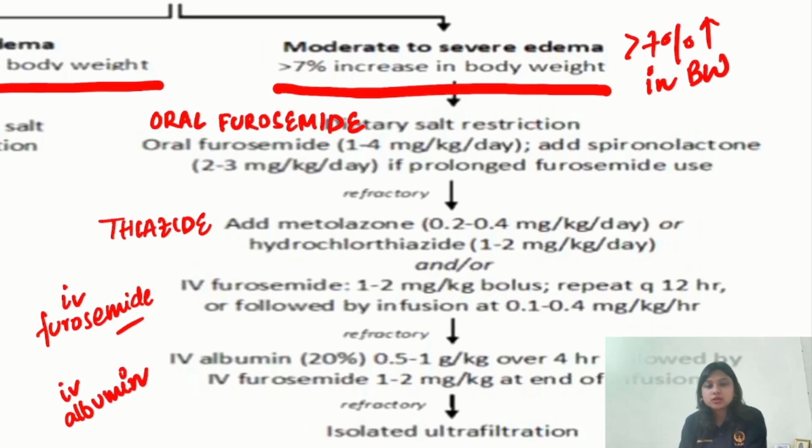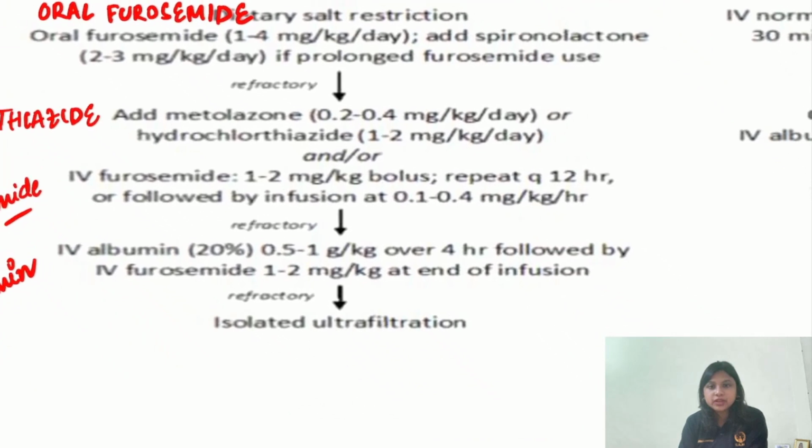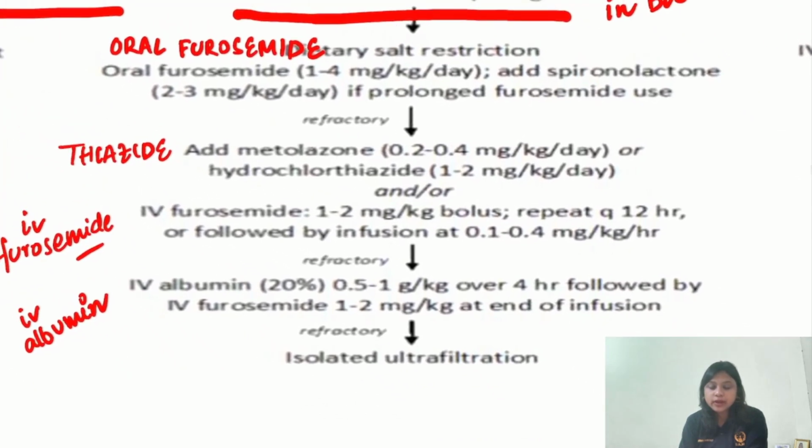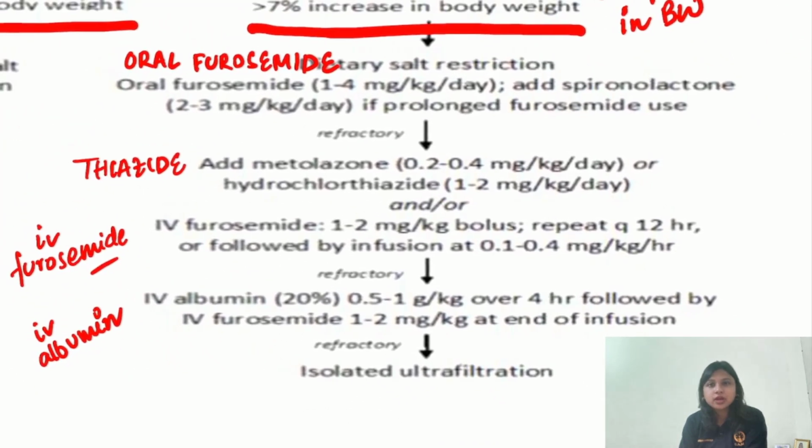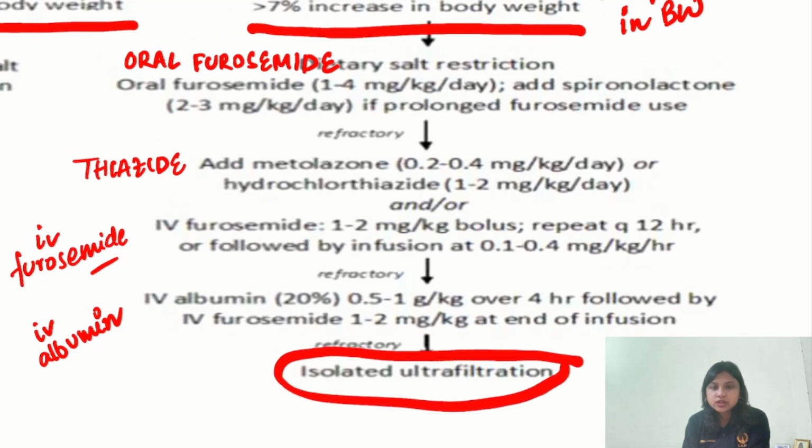20% albumin, 0.5 to 1 gram per kg over 4 hours, followed by Lasix. Why do we give Lasix after albumin infusion? To prevent heart failure. And if it is refractory, the last stage is isolated ultrafiltration.